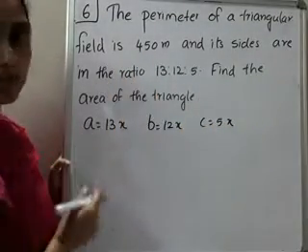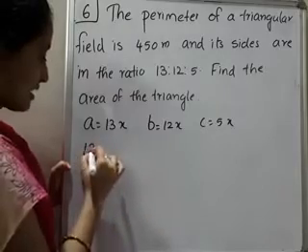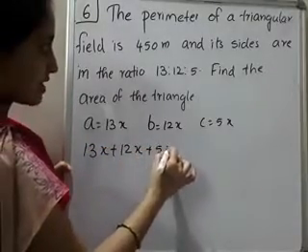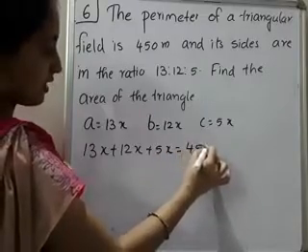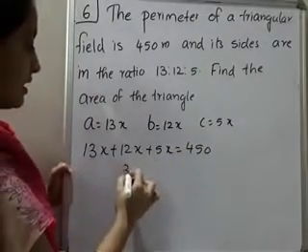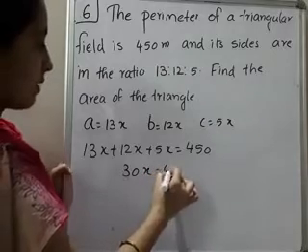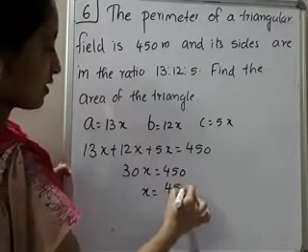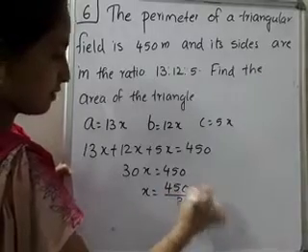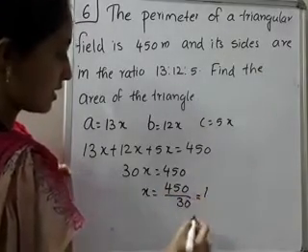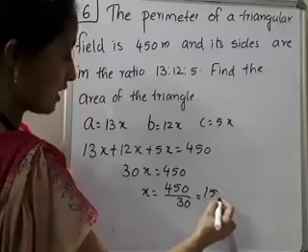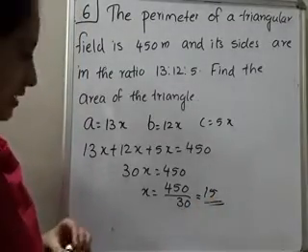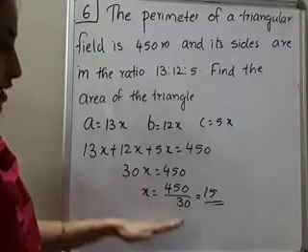Then adding all those sides you got 450. That is 13x plus 12x plus 5x is equal to 450. That is here 30. 30x is equal to 450. So x will be equal to 450 by 30. That is equal to 15. Okay. Yes. So you got x.